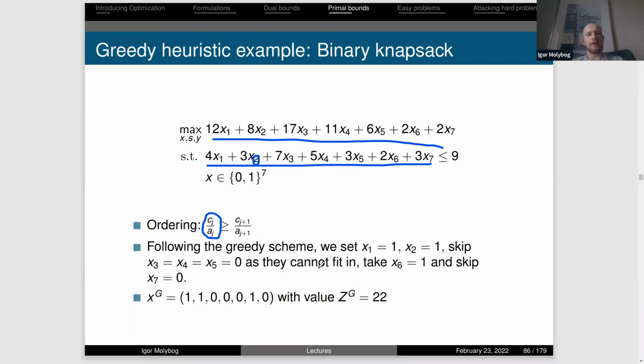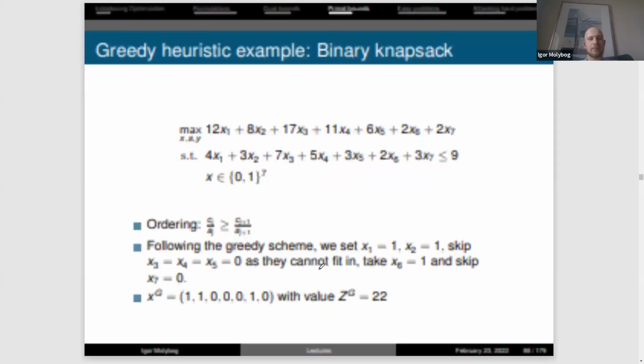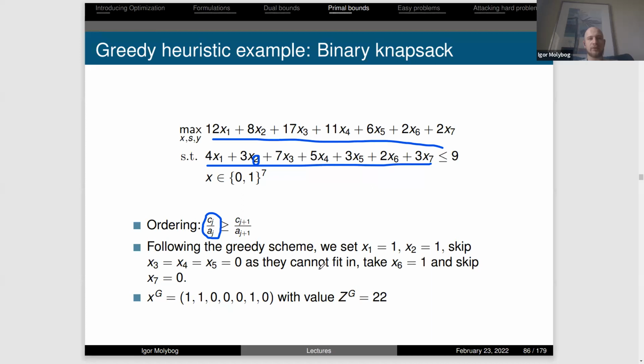This will not always lead to an optimal solution, but it will always lead you to a feasible solution. It is very important to know when exactly it's guaranteed to lead you to an optimal solution, and we will talk about it in the next part, in the easy problems part. But generally speaking, it's very important to understand the basic mechanic of the greedy heuristic.